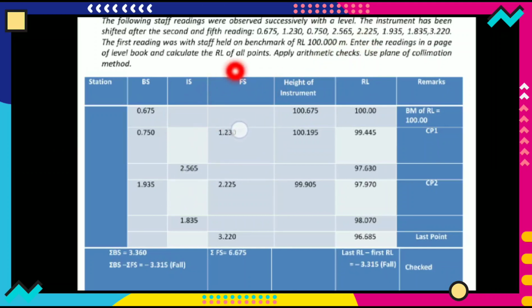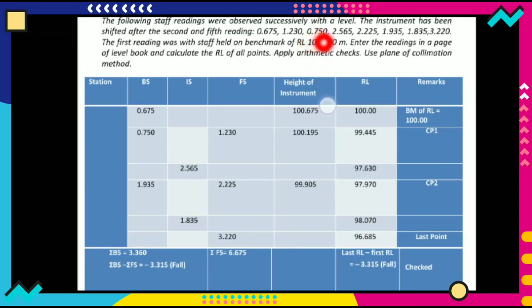So first we write the first reading, backsight 0.675, and the second reading is foresight, so that is written in this column. After the instrument shifting, the first reading taken is called backsight. So 0.75 is your backsight. The backsight is written in front of the foresight because the instrument is changed. When the instrument is changed, it is a change point. What is a change point? It is the point where we take foresight and backsight. So this is our change point 1.